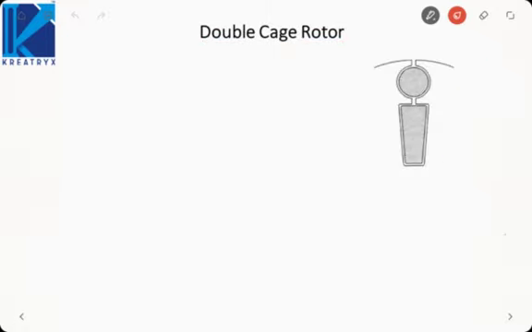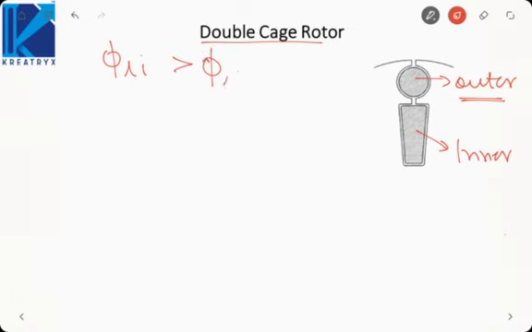Another such design is the double cage rotor. As shown here, there are two cages. Since we are talking about a squirrel cage, this is your inner cage, this is the outer cage. Since the inner cage will be farther from the stator, the leakage flux of the inner cage is greater than that of the outer cage, due to which the leakage reactance of the inner cage is greater than that of the outer cage, due to which at the time of starting, the current of the outer cage is greater than the current of the inner cage.